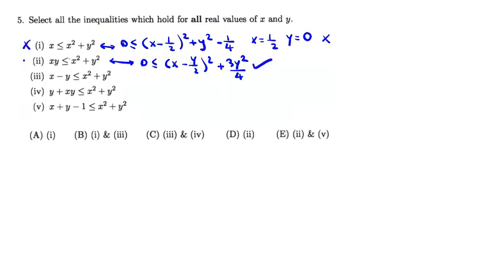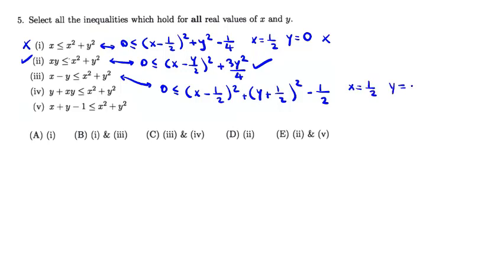The next one is equivalent to 0 less than or equal to (x minus 1 over 2) squared plus (y plus 1 half) squared, so plus 1 over 4 plus 1 over 4 minus 1 over 2. So here, if you consider x equals 1 over 2, y equals negative 1 over 2, then we have again a contradiction. Here it will be 1 over 4 plus 1 over 4, 1 over 2. But 1 over 2 minus 1 over 2 is 1. So it is wrong. Now let's consider this case.